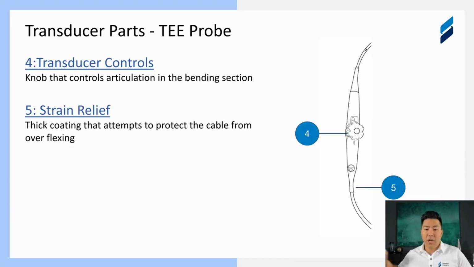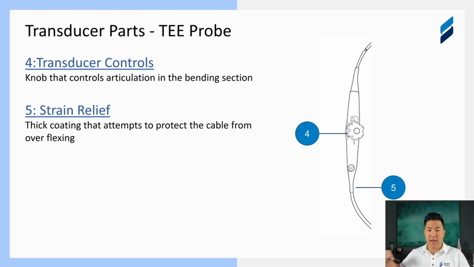So here we're going to talk about the middle part of the probe, and it's really the transducer controls and the strain relief. The controls are really the knob here, and this controls left to right, fore and aft, and then you can lock it with this lock here. And pretty simple, it's just moving the distal tip around.